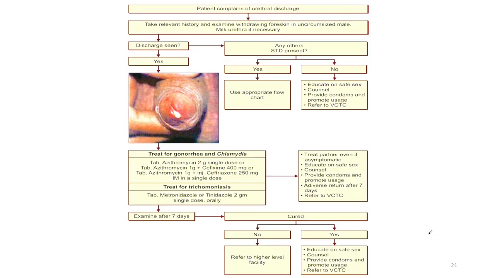This is the chart to manage a patient complaining of urethral discharge. First of all, take relevant history and examine, withdrawing foreskin in uncircumcised males. Milk urethra if necessary. Observe whether discharge is present or not. If the discharge is present, treat the patient for gonorrhea, chlamydia and trichomoniasis. Also, treat partner even if asymptomatic. Educate on safe sex, counsel, provide condoms and promote usage. Advise return after 7 days and refer to VCTC.